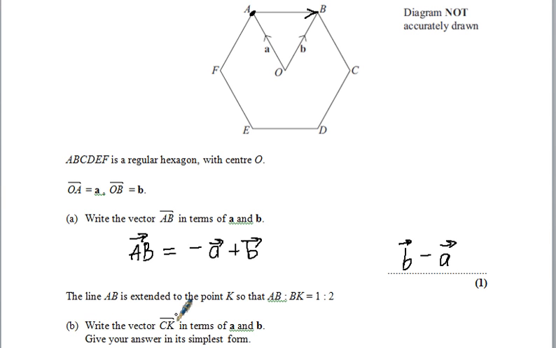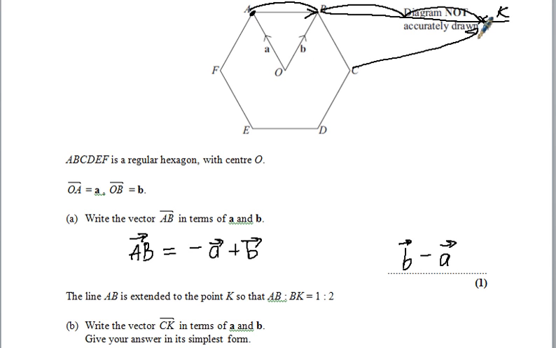The line AB is extended to the point K so that AB to BK is 1 to 2. So AB is extended somehow, and somewhere there is a point K. And they're saying AB to BK is 1 to 2. So this distance should be twice as long as AB. And they ask you to write the vector CK in terms of A and B. To move from C to K, you would move from C to B and from B to K.